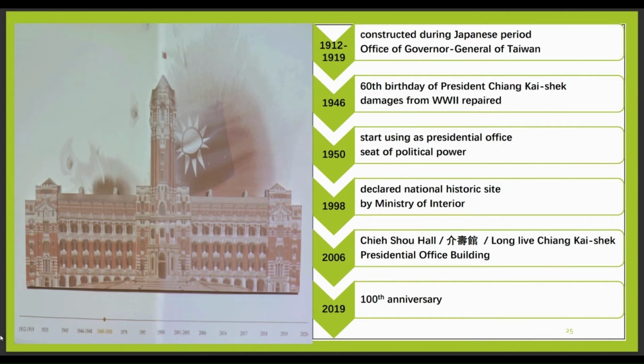In 1998, the building and also the surroundings were declared a National Historic Site by the Ministry of Interior. However, it was not until 2006 that this building officially was named the presidential office, because up until 2006, this building had been called after Chiang Kai-shek. So the Chinese name was Jie Shou Guan, which literally means long live Chiang Kai-shek. And a few years ago, in 2019, we celebrated the 100th anniversary of the presidential office building.